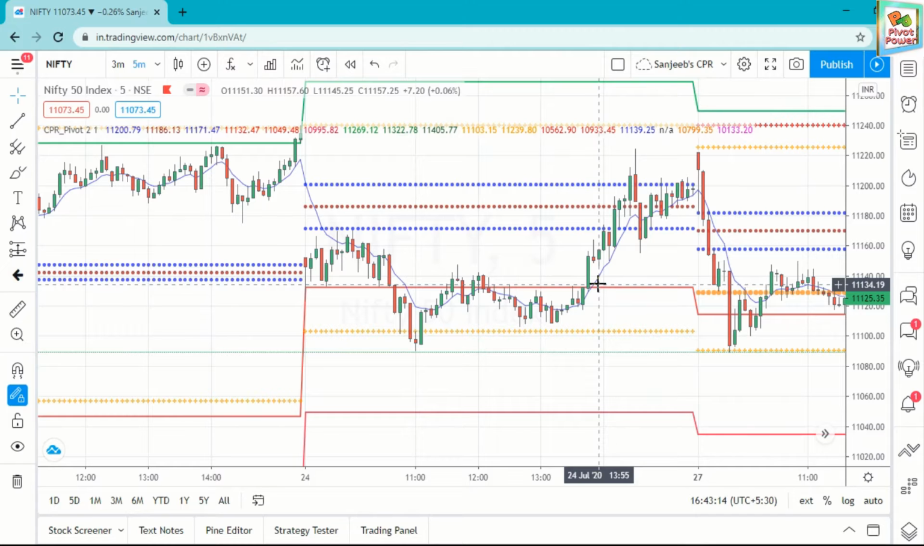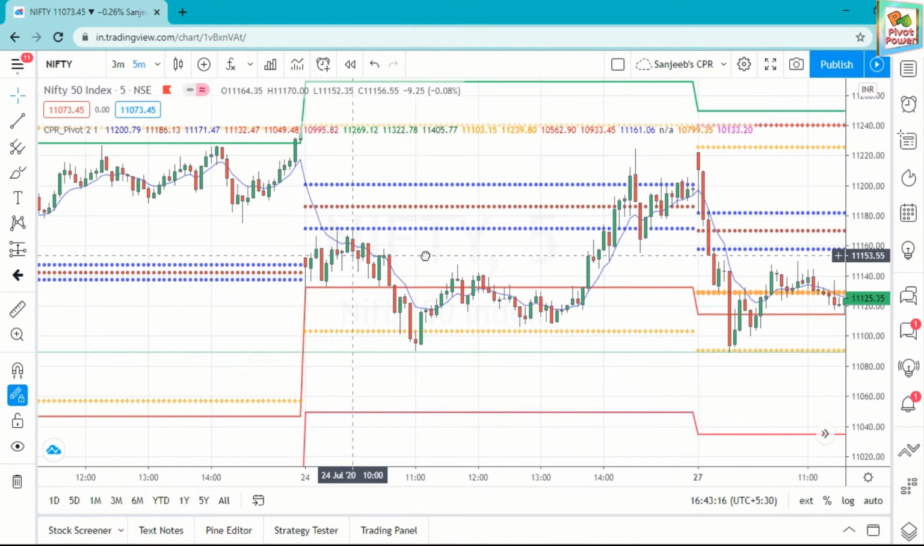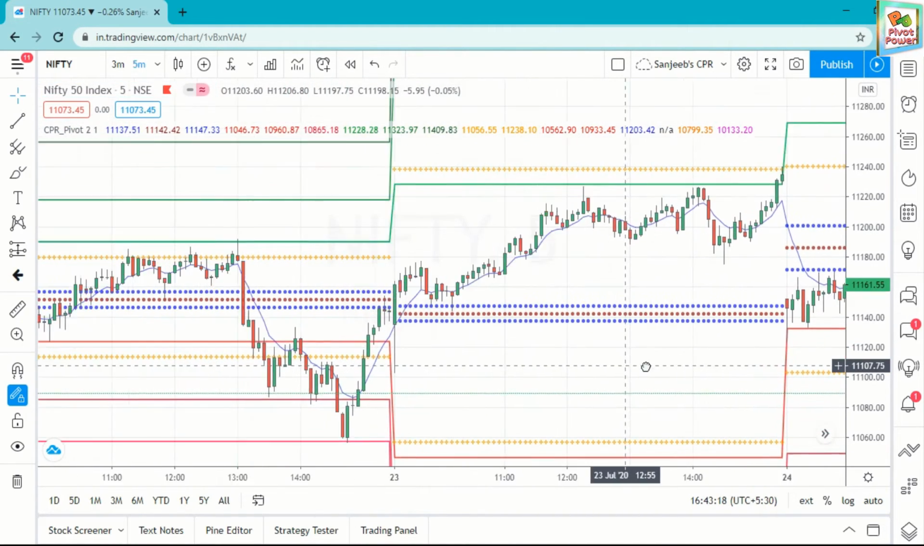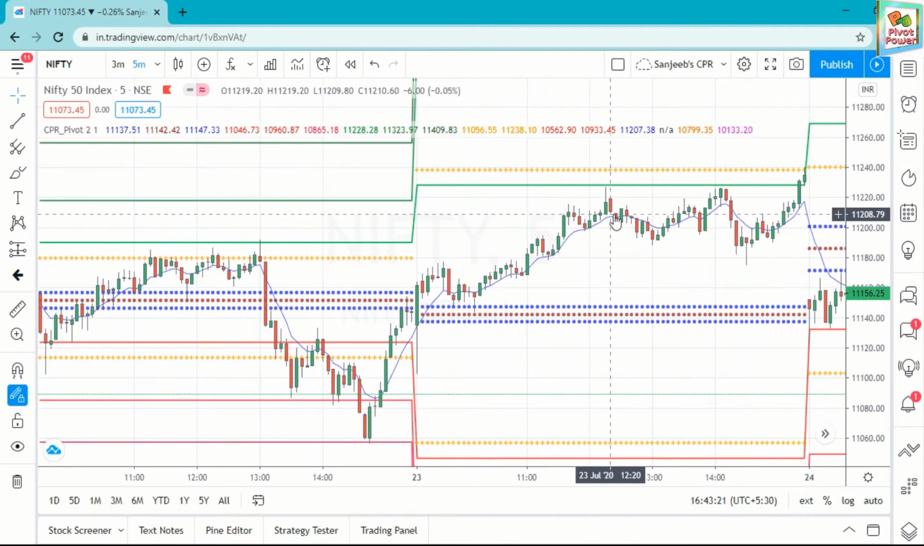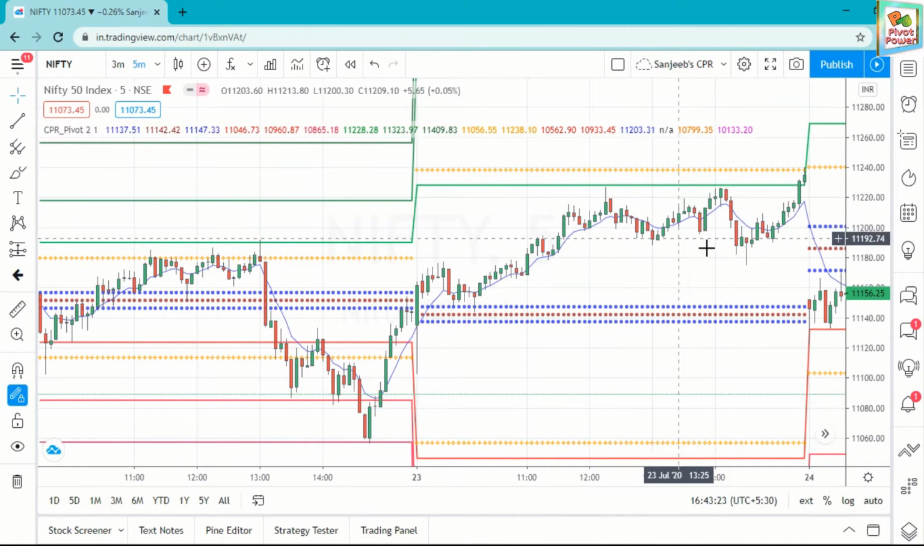When it closes below the 8 EMA, then you can exit. There is a simple strategy. Yes, see how it is support. Close below, you can exit.